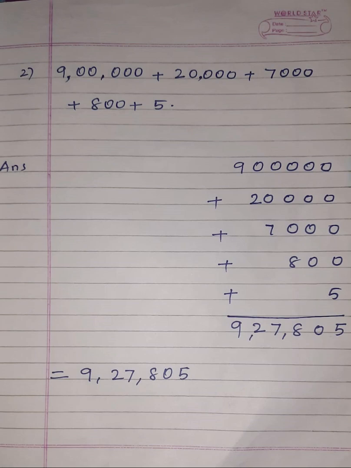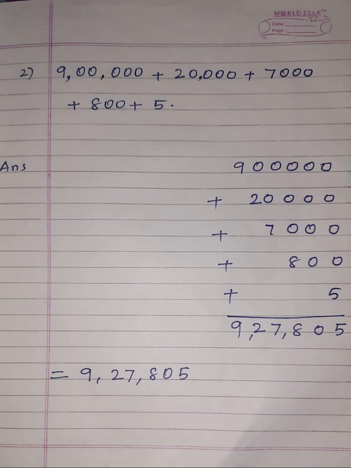Now students, our next sub-question 2 is: the number given in the expanded form is 9 lakhs plus 20,000 plus 7,000 plus 800 plus 5. Okay, one more time I'll read. The second question is 9 lakhs plus 20,000 plus 7,000 plus 800 plus 5.